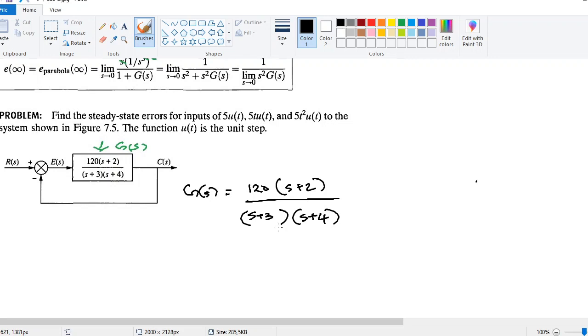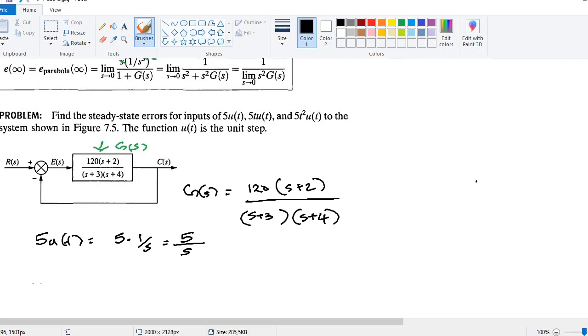Now what we do here is that we look at the inputs. So the first input that we have is 5 into u of t. So u of t, we know that it's a step input. The Laplace transform there is 1 by s. So this will be 5 into 1 by s. So it will be 5 divided by s.